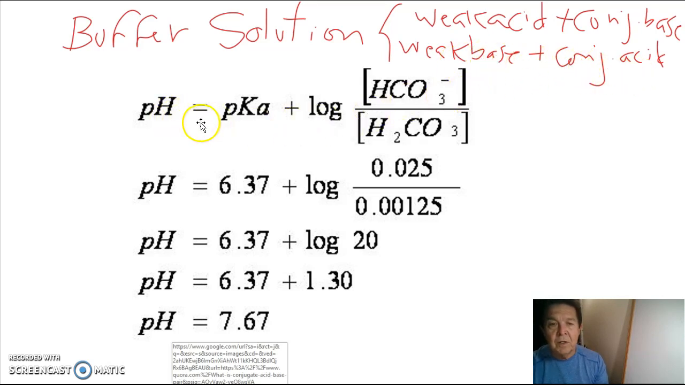The pH for a buffer solution that is acidic is equal to the pKa plus the log of the division of the conjugate base concentration divided by the concentration of the weak acid. Then you divide this number by this number and you get 20. The log of 20 is 1.30, and you add this to the pKa and you get that the pH of this buffer solution is 7.67.